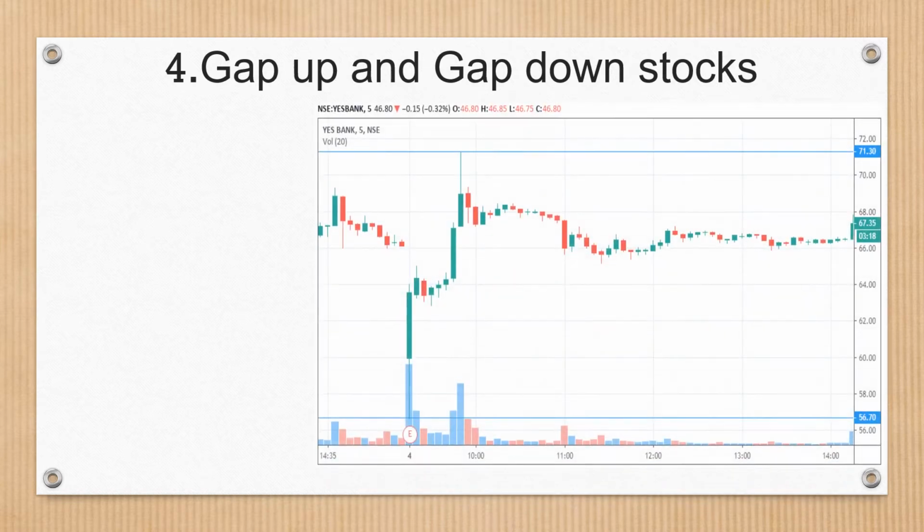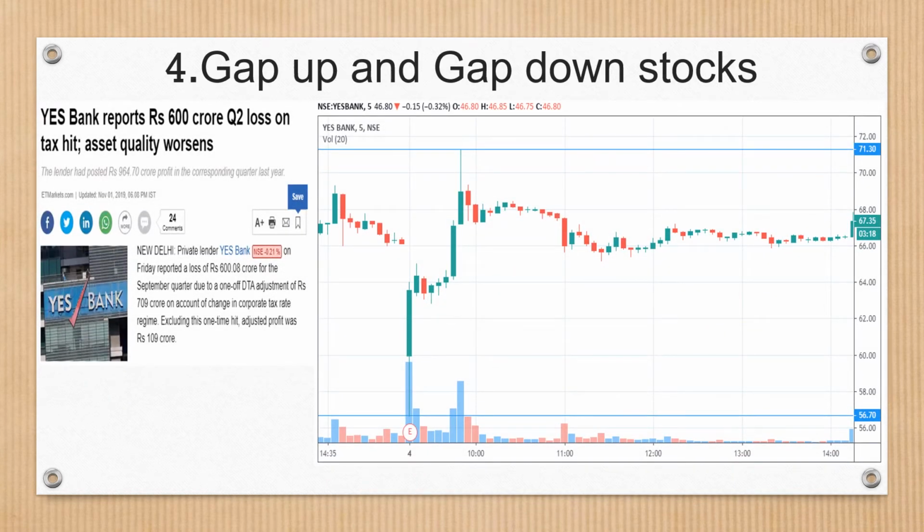For example, Yes Bank announced its results on Friday evening after market hours. The stock reacted on Monday morning with a gap down of 10%. Then the stock recovered almost more than 25% from the low of the day. So that is the potential of identifying the right intraday stocks from these filters.